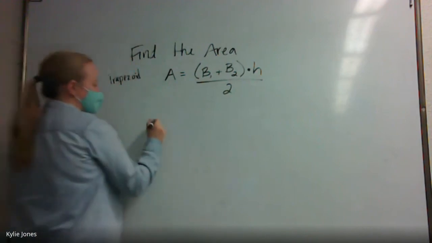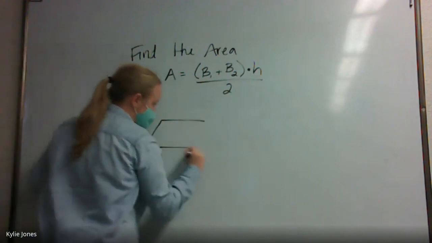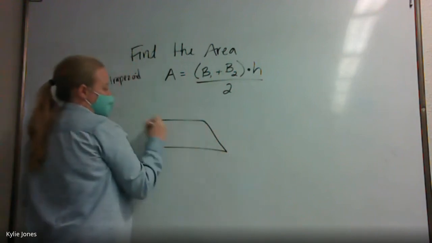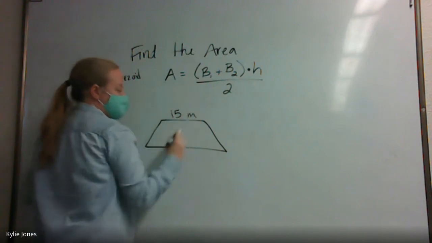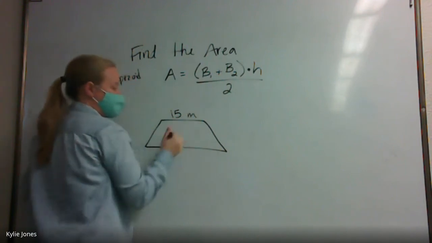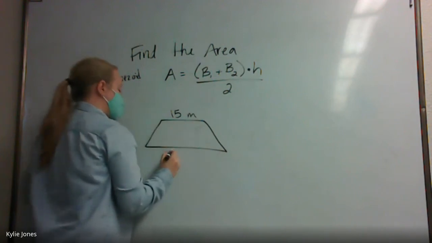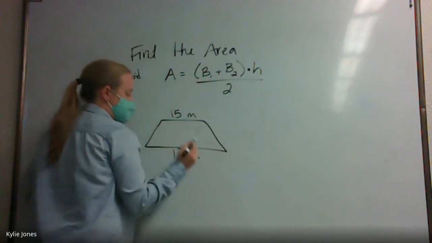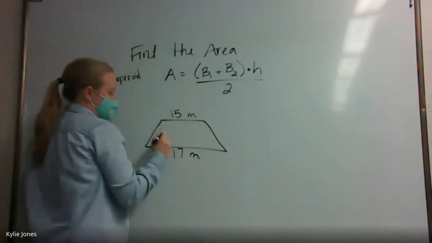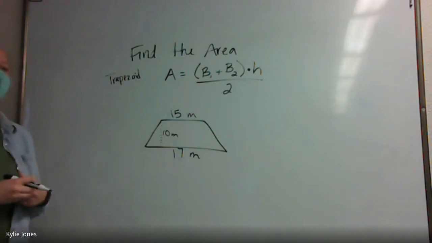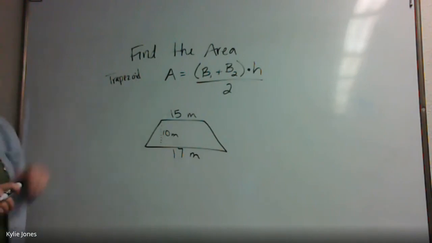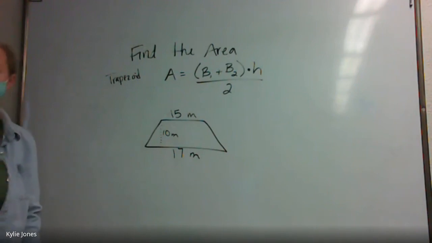Okay? So let me give you a trapezoid to work on. Let's say that this is 15 meters, because it's just one length. And then the next one down here is 17 meters, and then your height is 10 meters. Let's go with that. Kind of a bit more work, bigger numbers. But you can do it. Plug your numbers in. Work the math out. You got this.